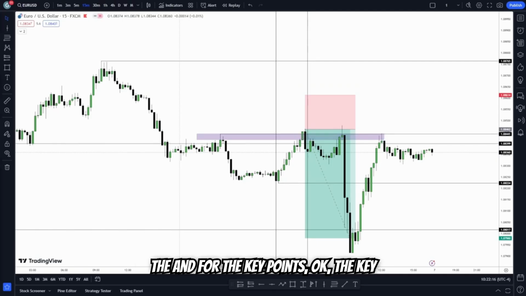And now for the key points. Okay, the key points are: the ICT Turtle Soup strategy is based on the concepts of exploiting market inefficiencies and false breakouts. The second one is it requires patience to wait for the false breakout and confirmation of the reversal. And proper risk management is crucial, with a well-defined stop loss and take profit. Another one is that traders often use additional things, like order blocks or fair value gaps.